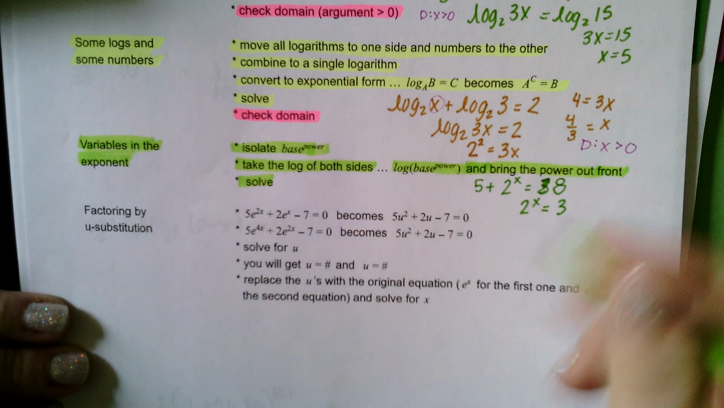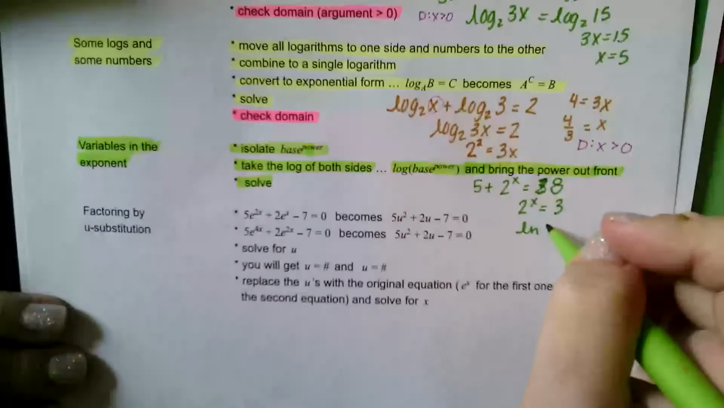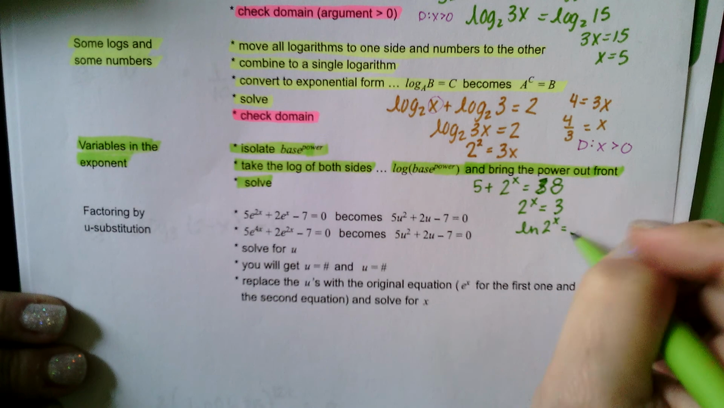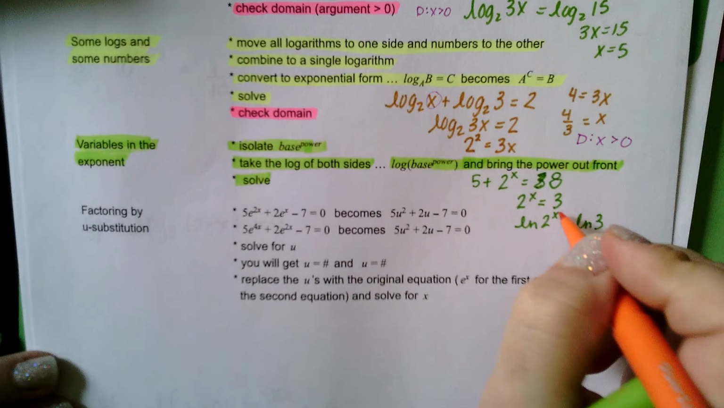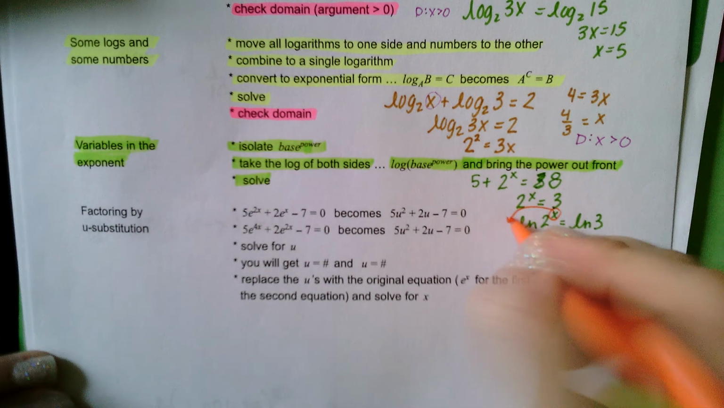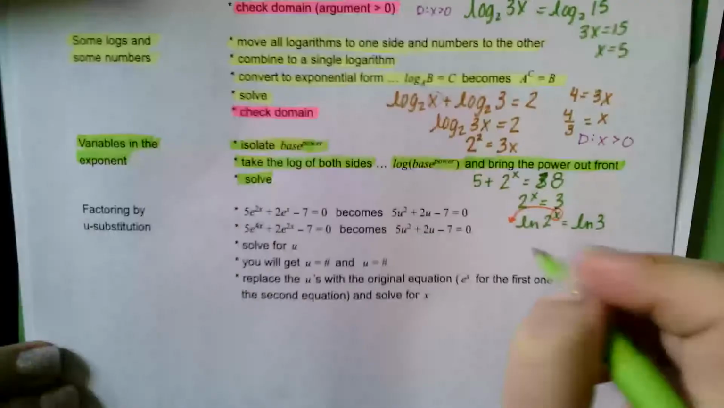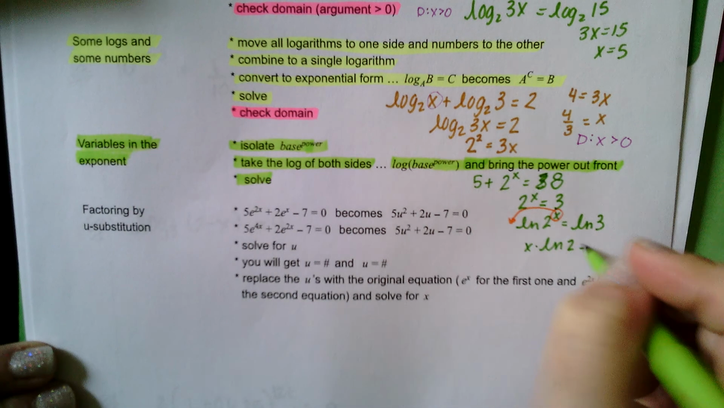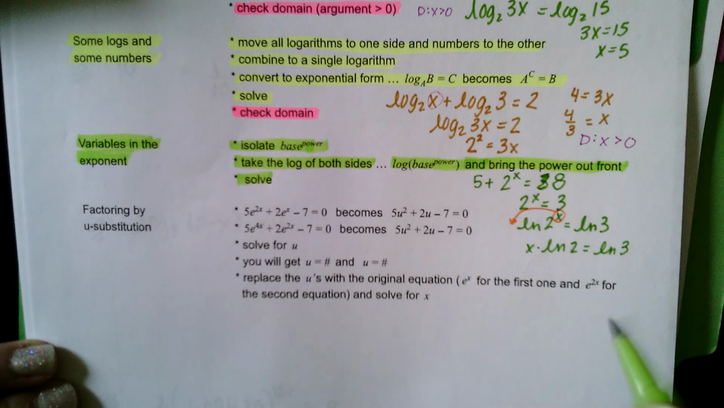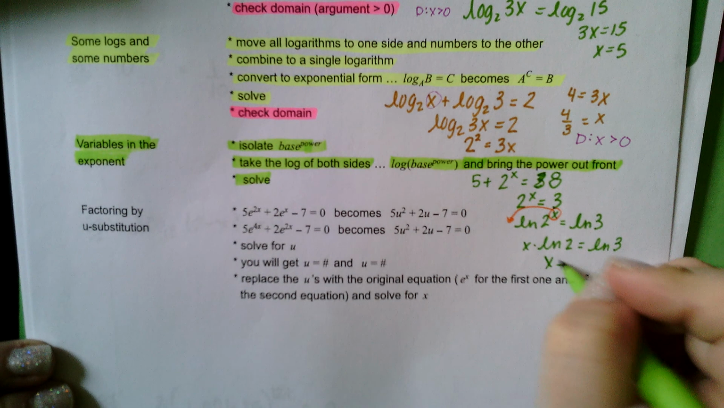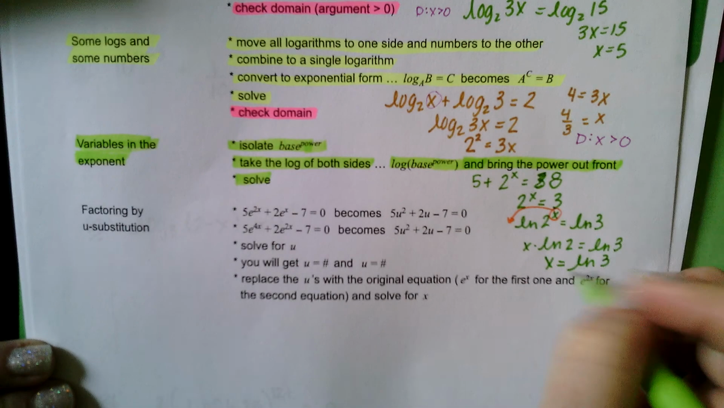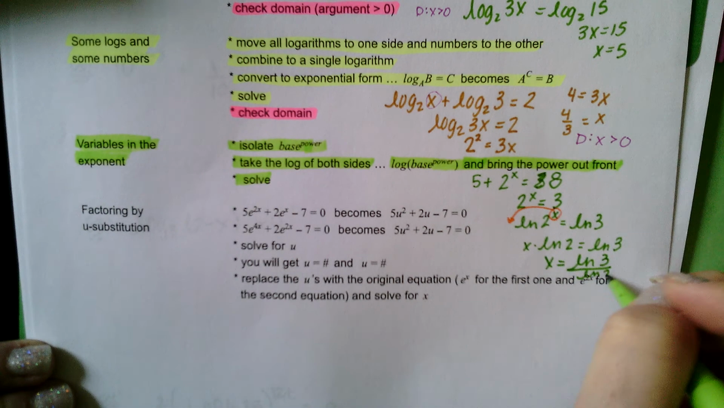And then we'll take the natural log of both sides. So natural log of 2 to the x equals natural log of 3. Then we can bring that exponent out front. So we have x times natural log of 2 equals natural log of 3. And then we just divide both sides by natural log of 2. So x equals natural log of 3 divided by natural log of 2.